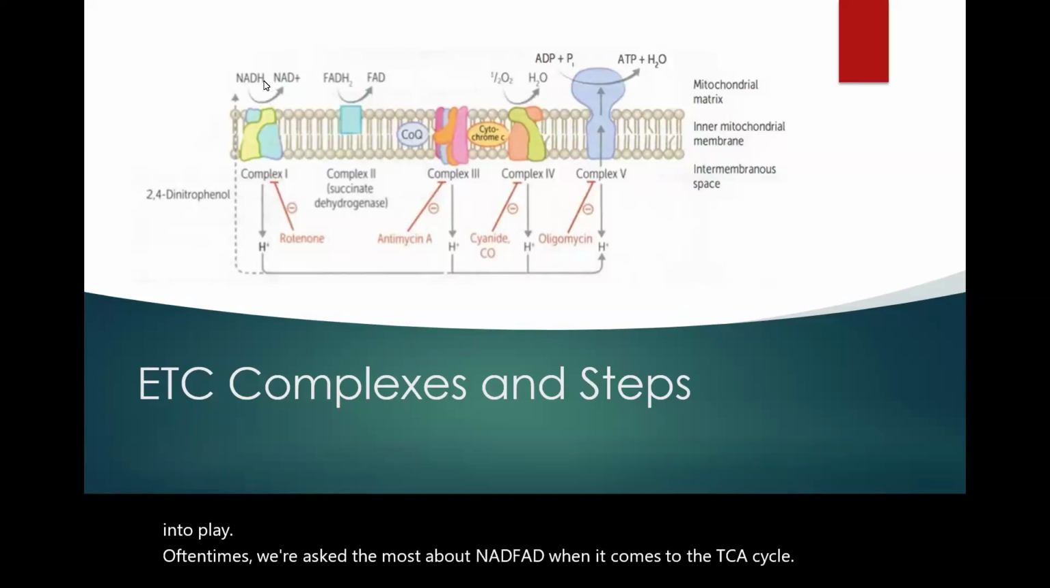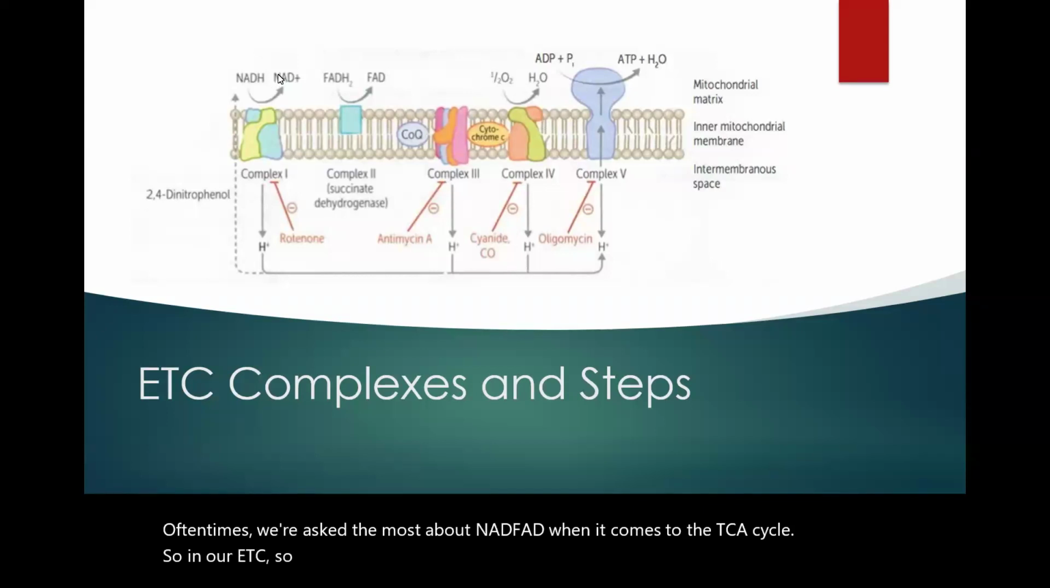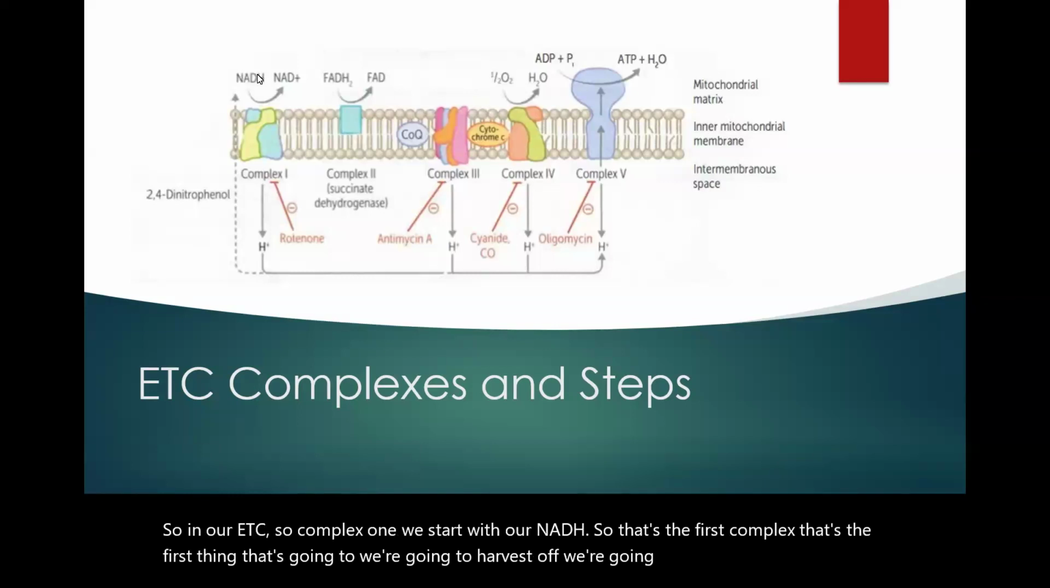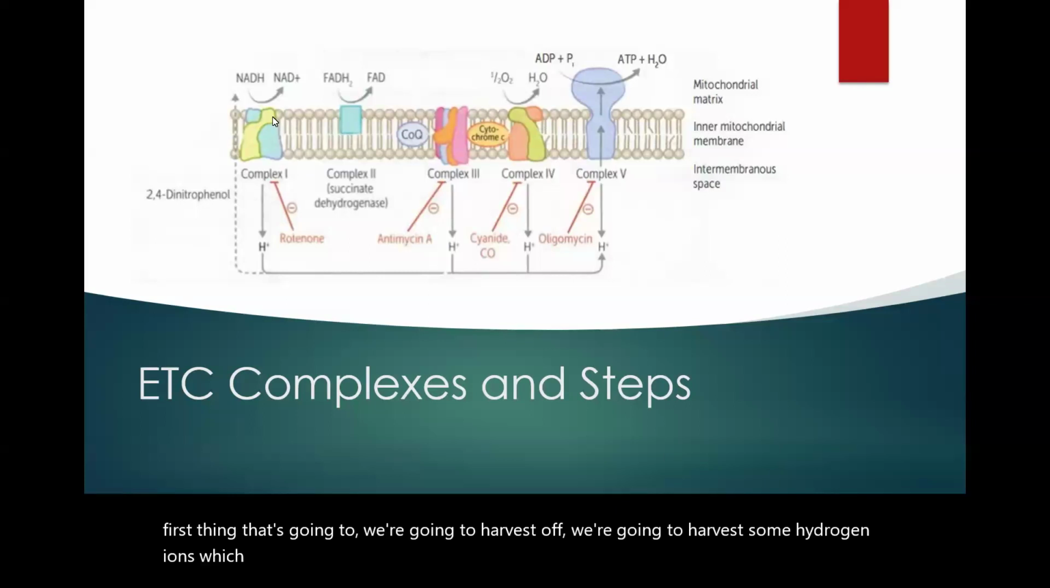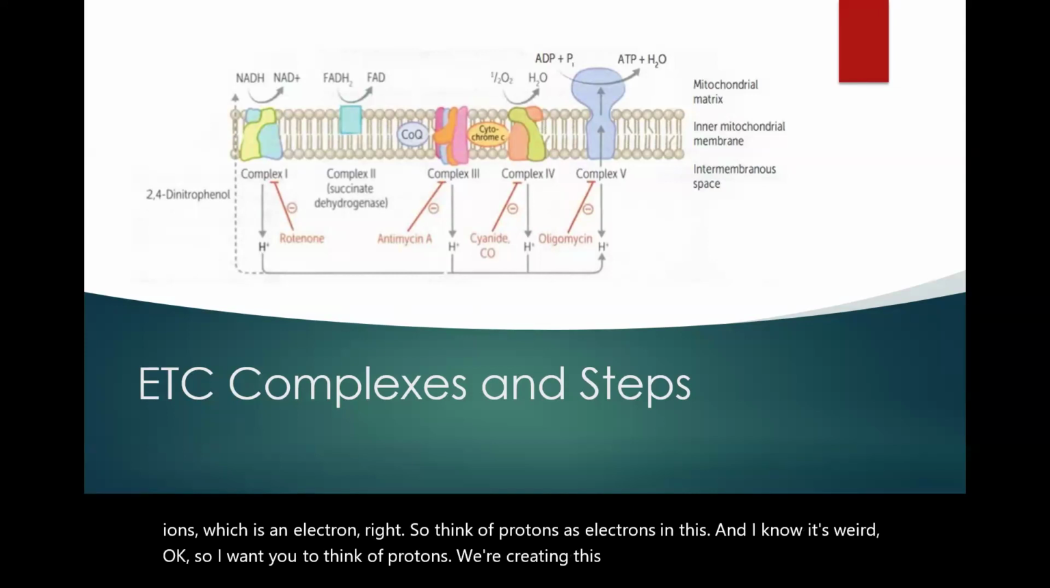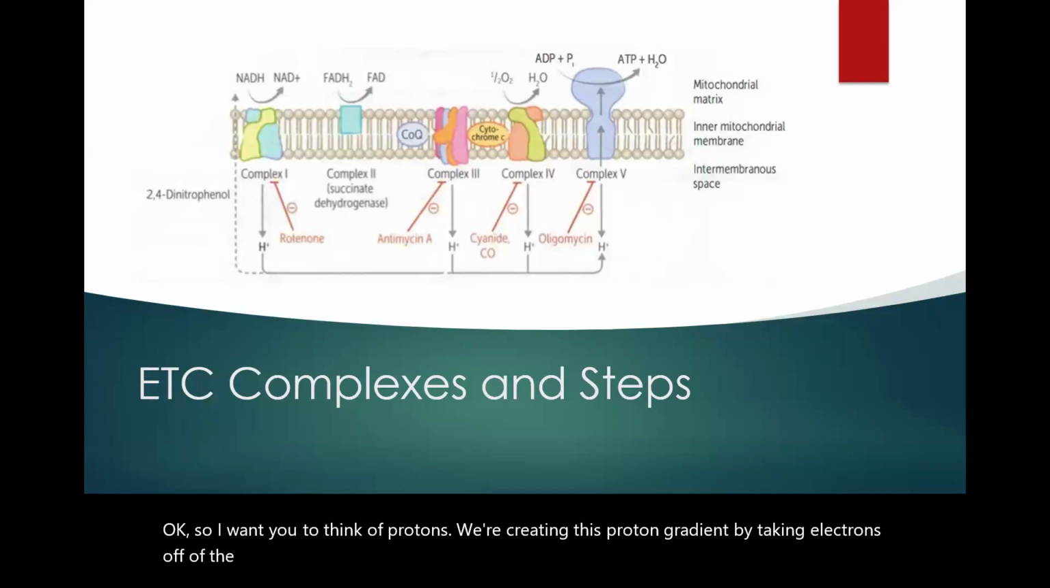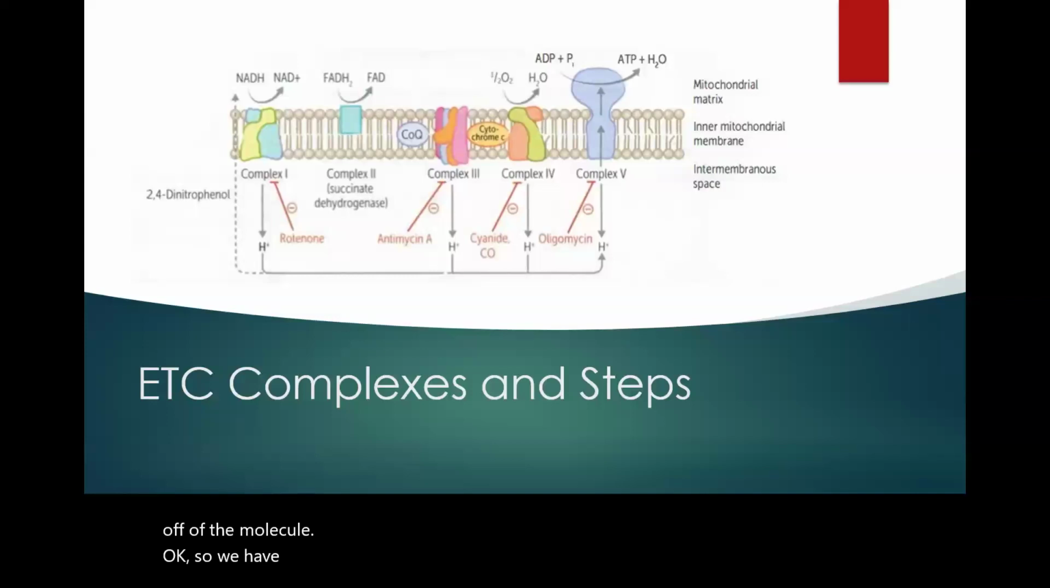So in our ETC, so complex 1, we start with our NADH. So that's the first complex. That's the first thing we're going to harvest off. We're going to harvest some hydrogen ions, which is an electron, right? So think of protons as electrons in this, and I know it's weird. Okay, so I want you to think of protons. We're creating this proton gradient by taking electrons off of the molecule. Okay, so we have NADH. We're going to take away the electron. So if we're taking away electrons, we're doing what to it?